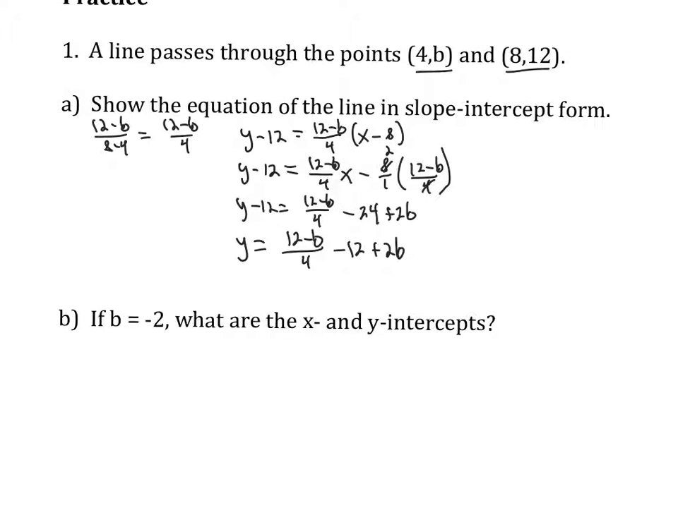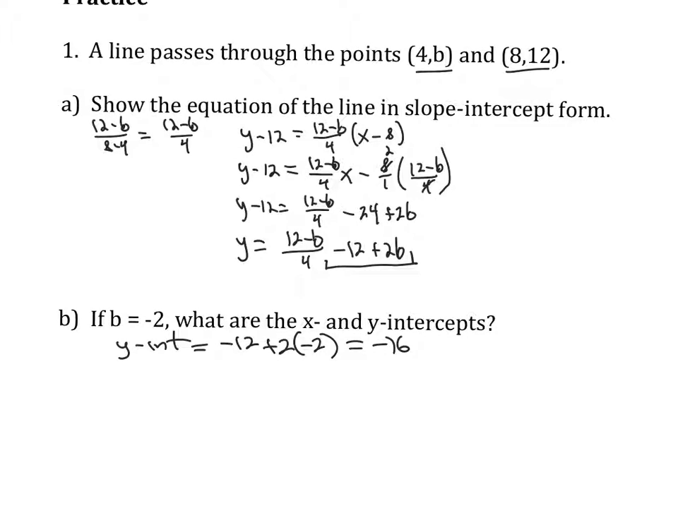Okay, so if b is equal to negative 2, what are the x and y intercepts? Well, from the slope-intercept form, we already know that our y-intercept is equal to negative 12 plus 2b. So our y-intercept is going to be equal to negative 12 plus 2 times negative 2, or equal to negative 16.